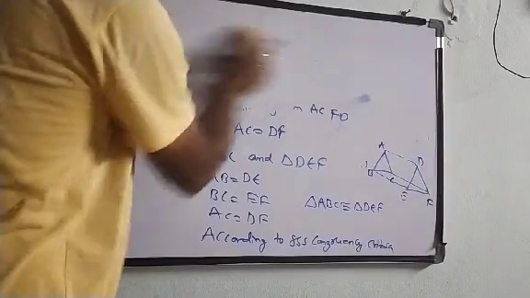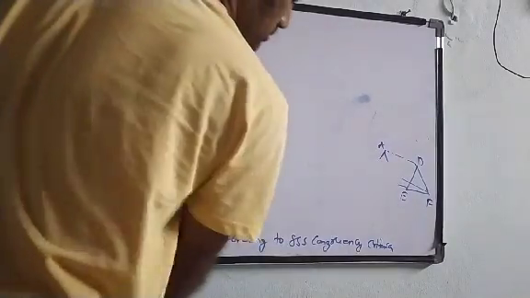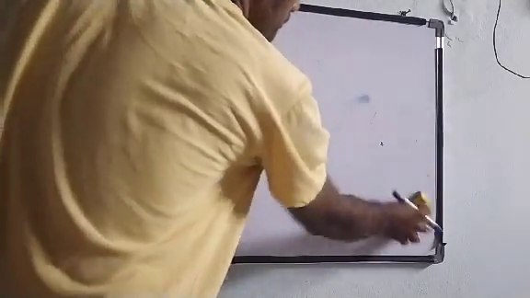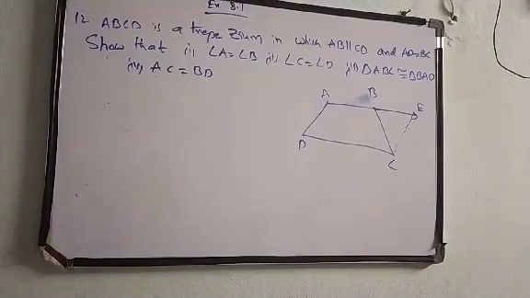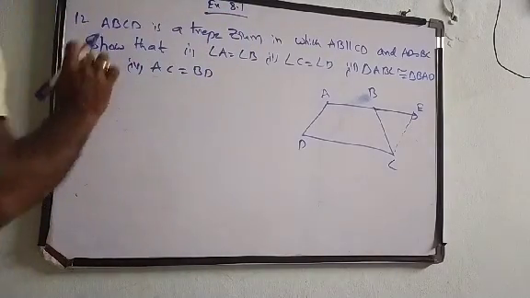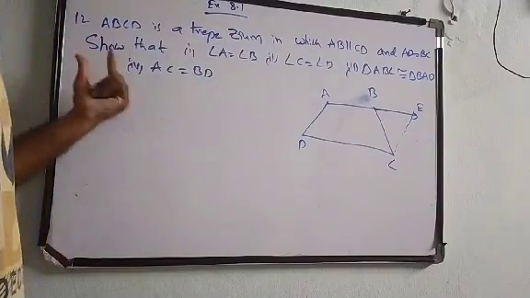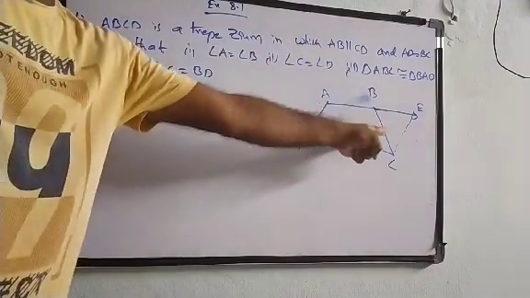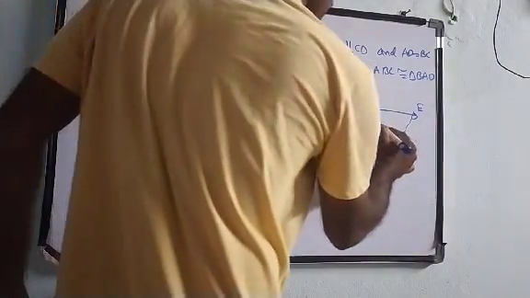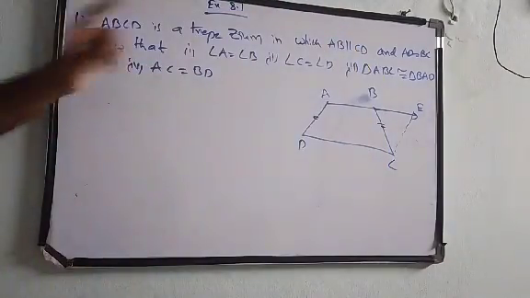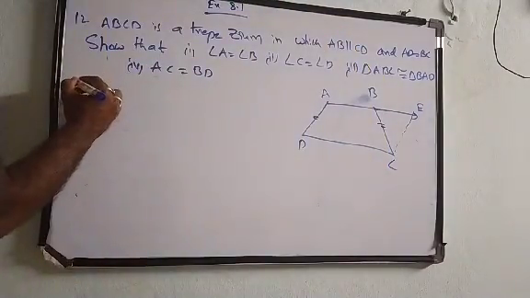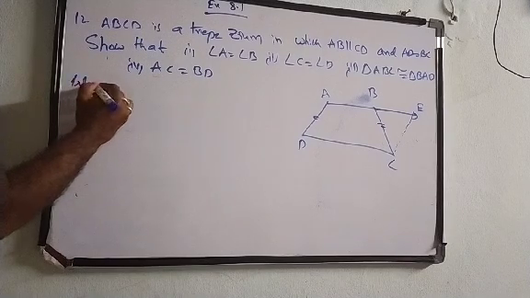Next, let us look at the next question. Exercise 8.1, 12th question, in which ABCD is a trapezium, AB is parallel to CD, as well as AD is equal to BC. So these two are equal. We need to show all these proofs. So let us start doing the solution.